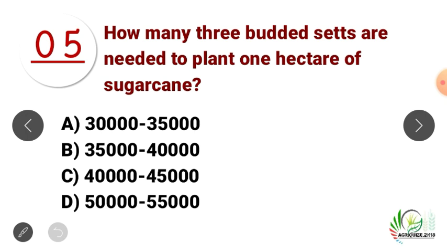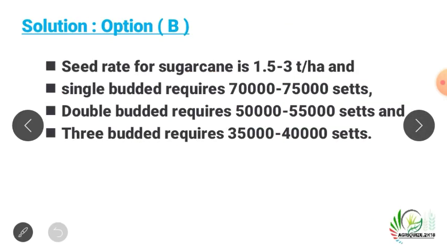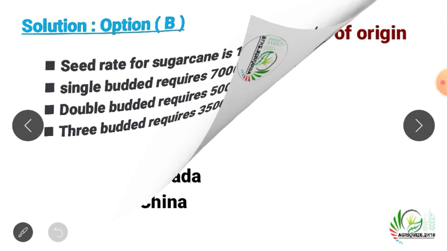Question number 5. How many three-budded sets are needed to plant 1 hectare of sugarcane? Here answer B, 35 to 40,000 three-budded sets are needed to plant 1 hectare of sugarcane. Seed rate for sugarcane is 1.5 to 3 tons per hectare, and single budded requires 70 to 75,000 sets, double budded 50 to 55,000 sets, and three budded requires 35 to 40,000 sets of sugarcane.